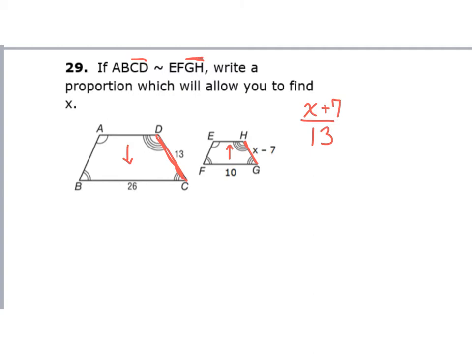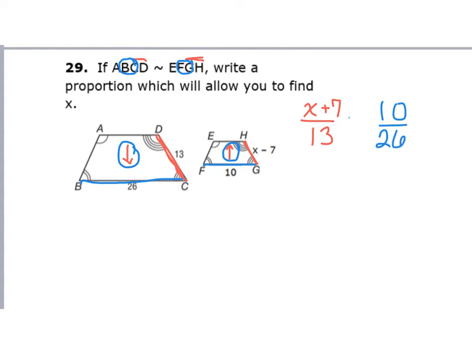Okay? And then the other number I have is, I know that FG is 10. FG matches with BC up there in the top. So BC, which is 26. And then I remember that I want to put the 10 on top because that's where my up arrow is, over the 26 on the bottom because that's where my down arrow is.